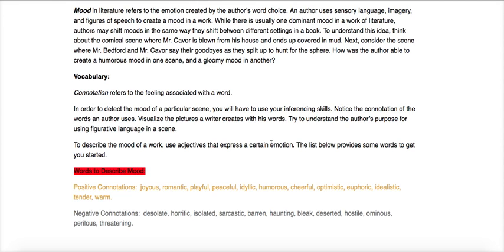While there is usually one dominant mood in a work of literature, authors may shift moods in the same way they shift between different settings in a book. To understand this, think about the comical scene where Mr. Caver is blown from his house and ends up covered in mud. Next, consider the scene where Mr. Bedford and Mr. Caver say their goodbyes as they split up to hunt for the sphere. How is the author able to create a humorous mood in one scene and a gloomy mood in another? You might be thinking about their word choices.